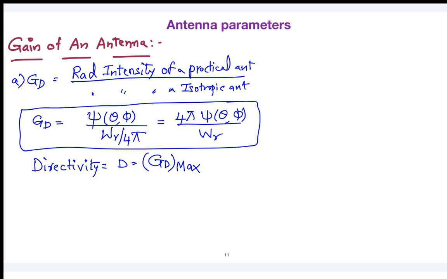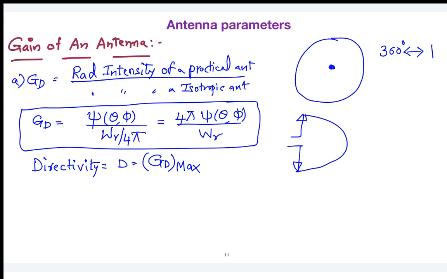I will give an example so you can understand it better. For an isotropic radiator, the coverage is 360 degrees, which is going to have a gain of 1. Now let us say a dipole antenna where my coverage is only half cycle. If we have 360 degrees coverage, the gain is unity. Suppose you have an antenna covering only 180 degrees; how many times are you improving the efficiency in a particular direction? What will be the gain?